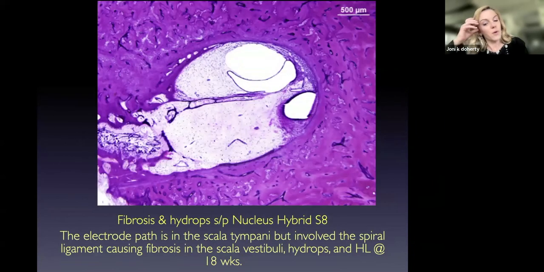And this is a case of Bruce Gantz's patient that was implanted with the Nucleus Hybrid S8, the short electrode. The electrode path here is within the scala tympani, but involved the spiral ligament, causing fibrosis in the scala vestibuli and hydrops. This is the collapsed Reissner's membrane, but you can see where it was, and that's an artifact of the fixation process. But this patient was a hearing preservation patient and experienced hearing loss at 18 weeks after surgery.